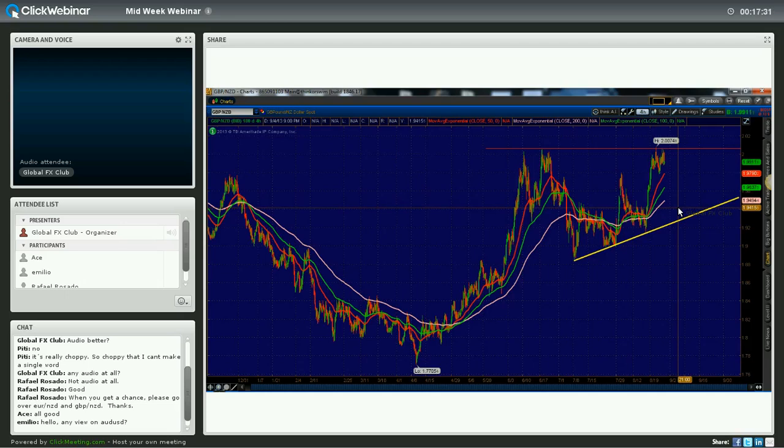But the momentum of the market is clearly to the upside. All right, on all of these pairs. So you want to be aware of that, but there is potential for a move lower here on Euro Kiwi and Pound Kiwi.